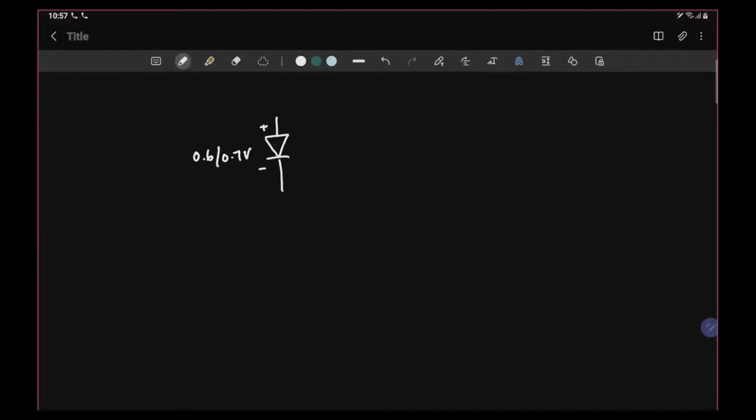So it means that if this end of the diode, let's say, is 4 volts, then this end has to have 4.7 volts for the current to flow. If we have 4 volts here and 3 volts here, then this diode will not conduct. So it's an open circuit, or looks as if it's an open circuit, meaning that it has very high resistance.